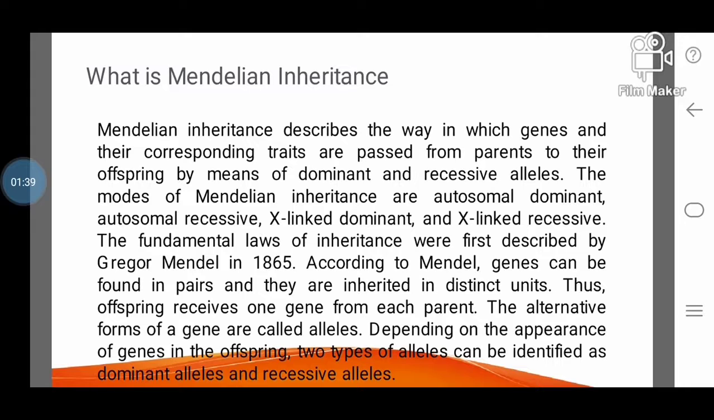The fundamental laws of inheritance were first described by Gregor Mendel in 1865. According to Mendel, genes can be found in pairs and they are inherited in distinct units. Thus, offspring receive one gene from each parent. The alternative forms of a gene are called alleles. Depending on the appearance of genes in the offspring, two types of alleles can be identified: dominant alleles and recessive alleles.